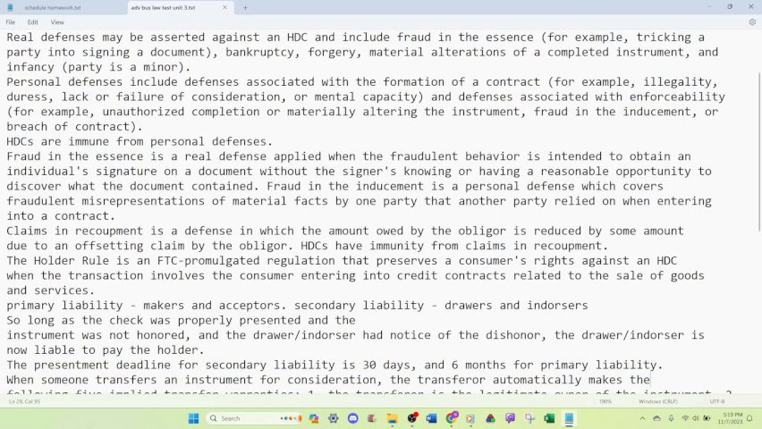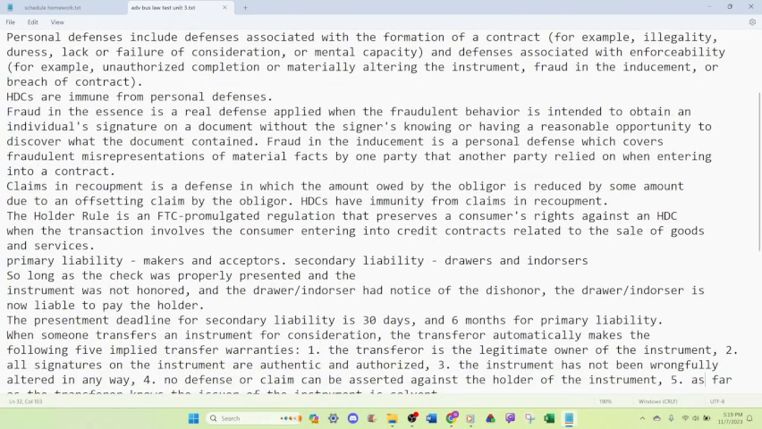Real defenses may be asserted against an HDC and include fraud in the essence, for example, tricking a party into signing a document, bankruptcy, forgery, material alterations of a completed instrument, and infirmity, where the party is a minor.